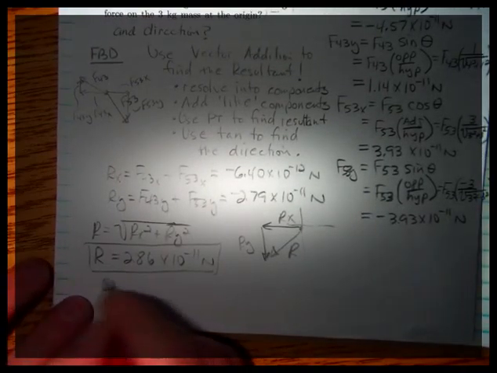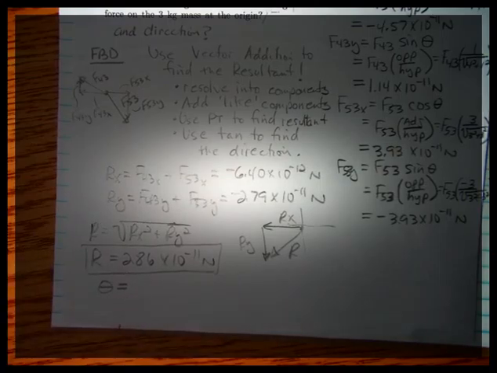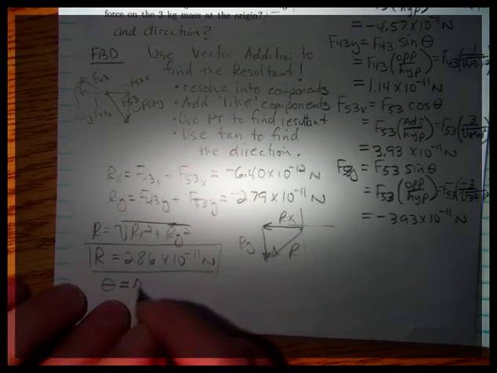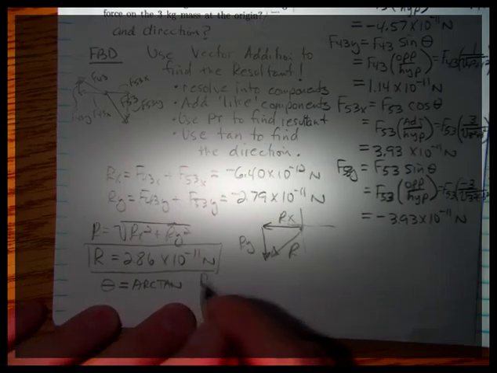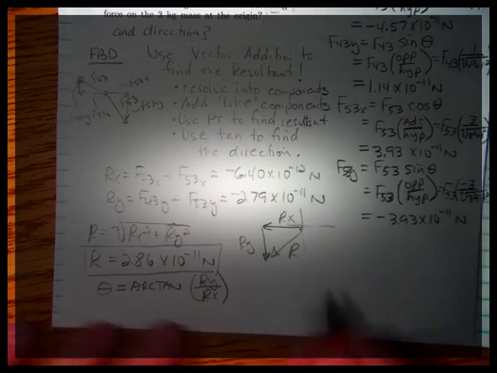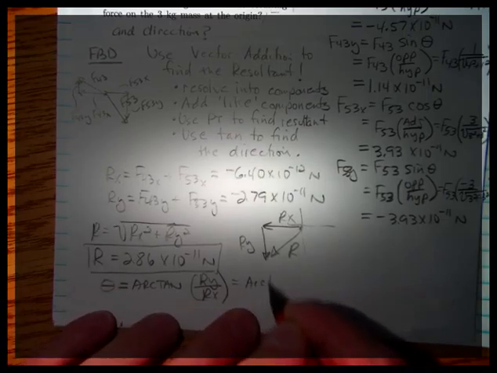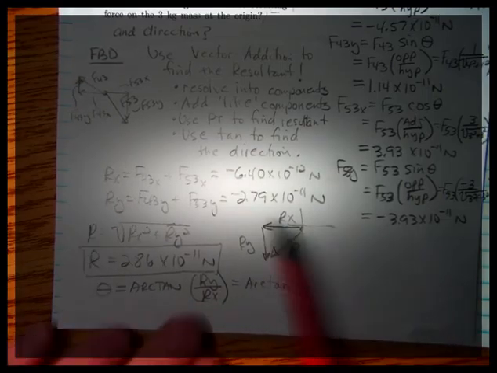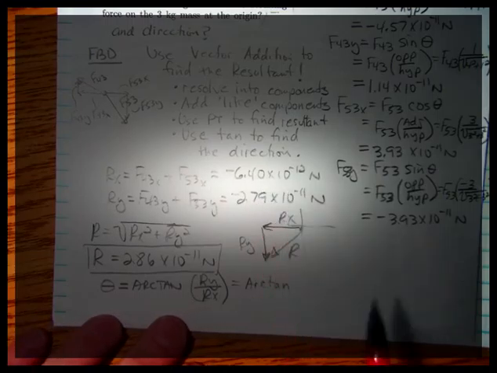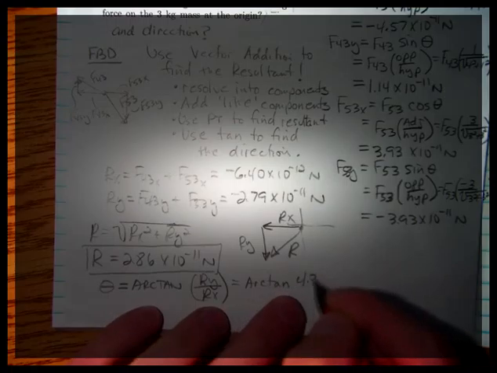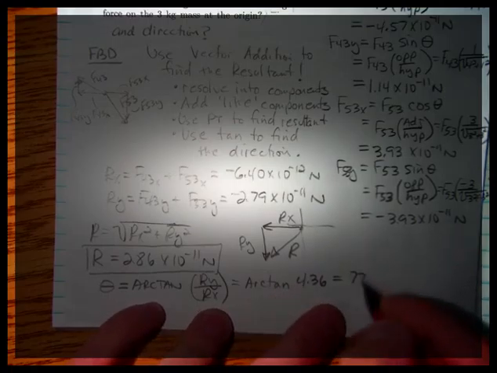The angle, the direction, is found using our tangent function. The tangent of an angle is equal to the opposite over the adjacent. So the angle is equal to the arctangent, which is just the reverse function of the tangent. The arctangent of Ry, which is our opposite, divided by Rx, which is our adjacent. The arctan of the ratio of minus 2.79 times 10 to the minus 11 divided by minus 6.4 times 10 to the minus 12 is the arctan of 4.36, which is equal to 77 degrees.